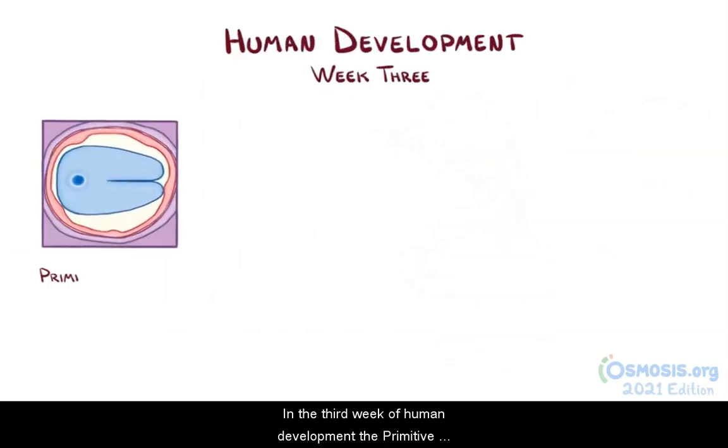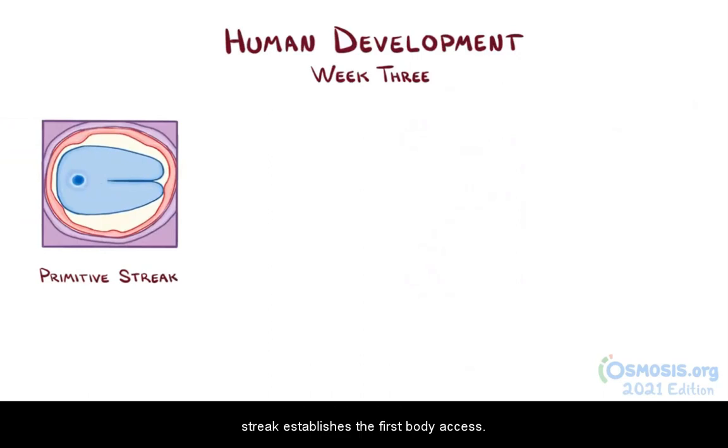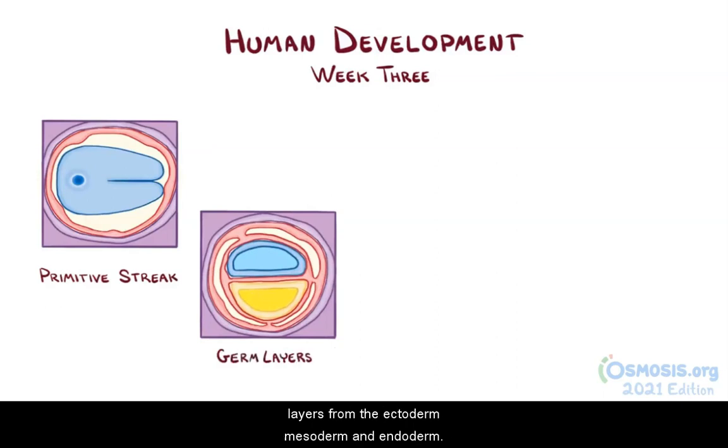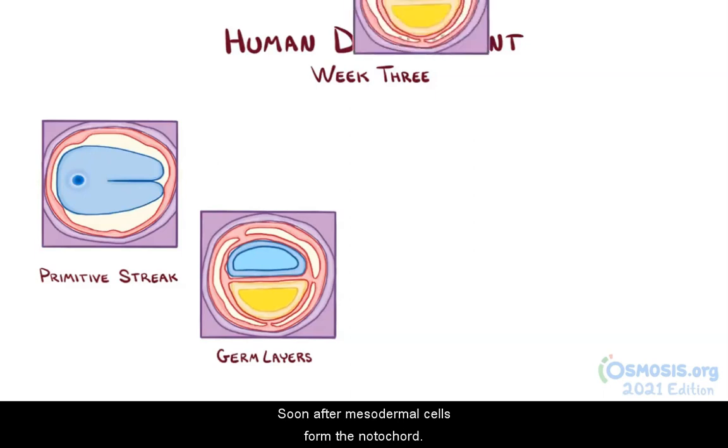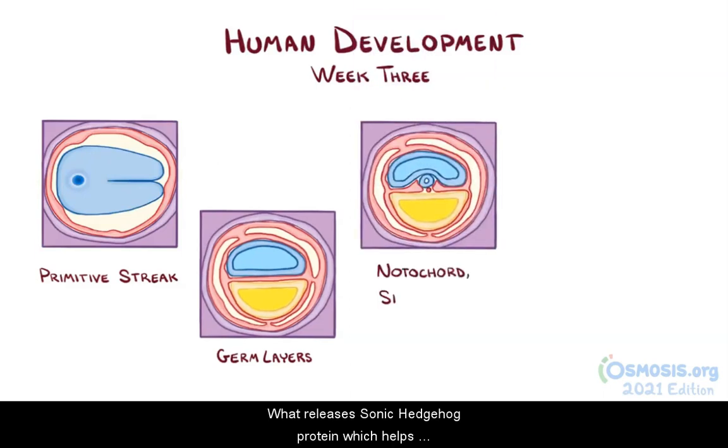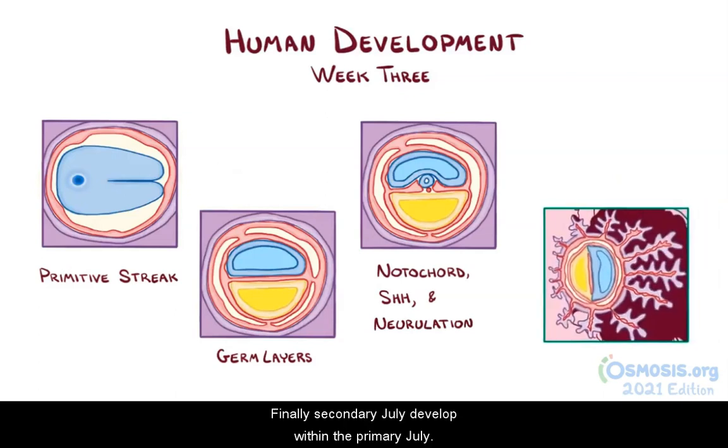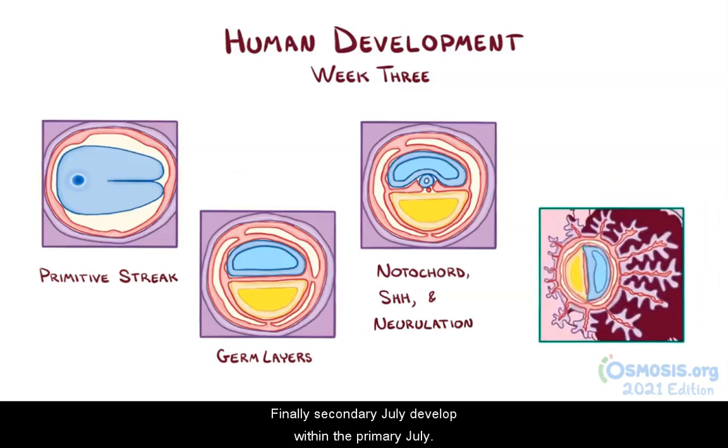Alright, as a quick recap. In the third week of human development, the primitive streak establishes the first body axis, and triggers the epiblast layer to differentiate into 3 germ layers, forming the ectoderm, mesoderm, and endoderm. Soon after, mesodermal cells form the notochord, which releases sonic hedgehog protein, which helps to define a 3-dimensional map for the nearby cells. It also sparks the process of neurulation in the ectoderm, which results in the formation of the neural tube. Finally, secondary villi develop within the primary villi, and help to form the villus capillary system in the placenta.